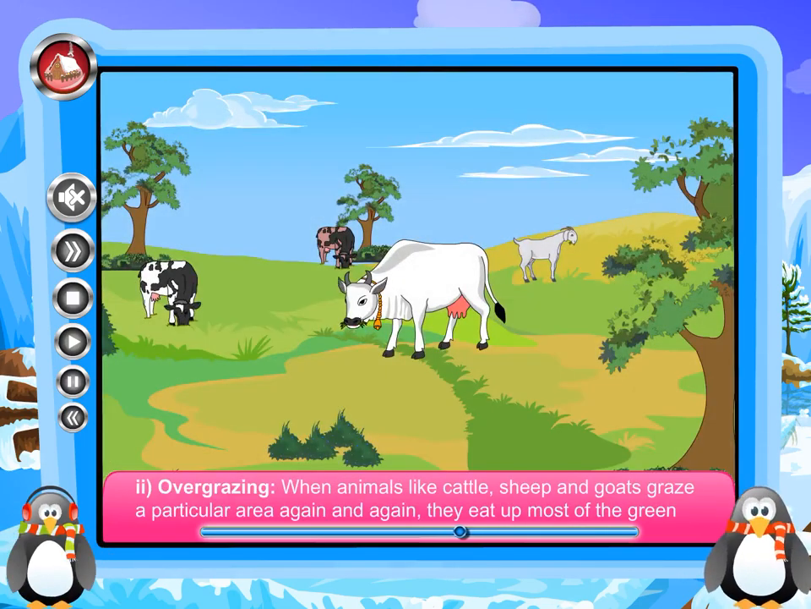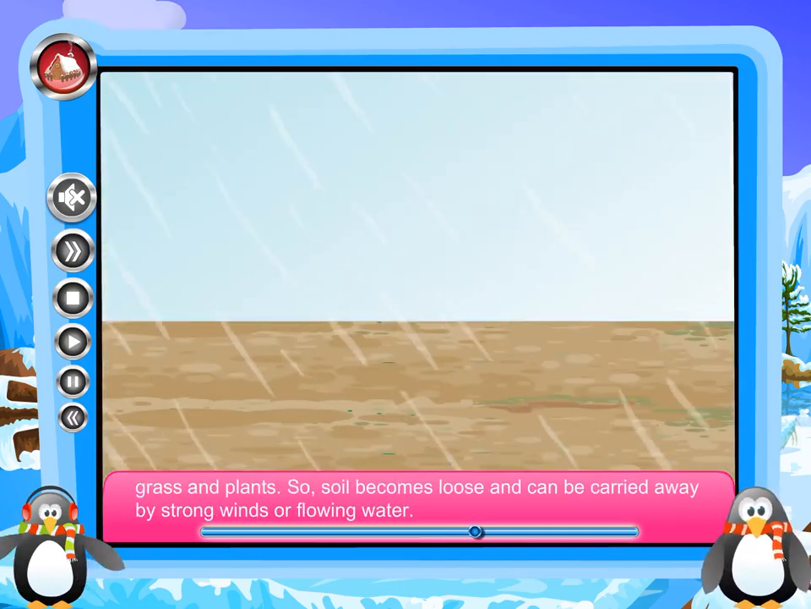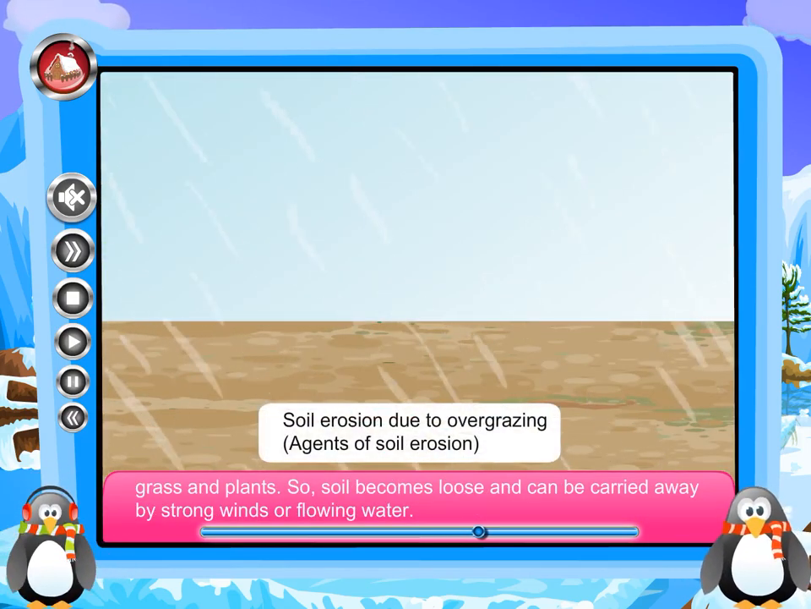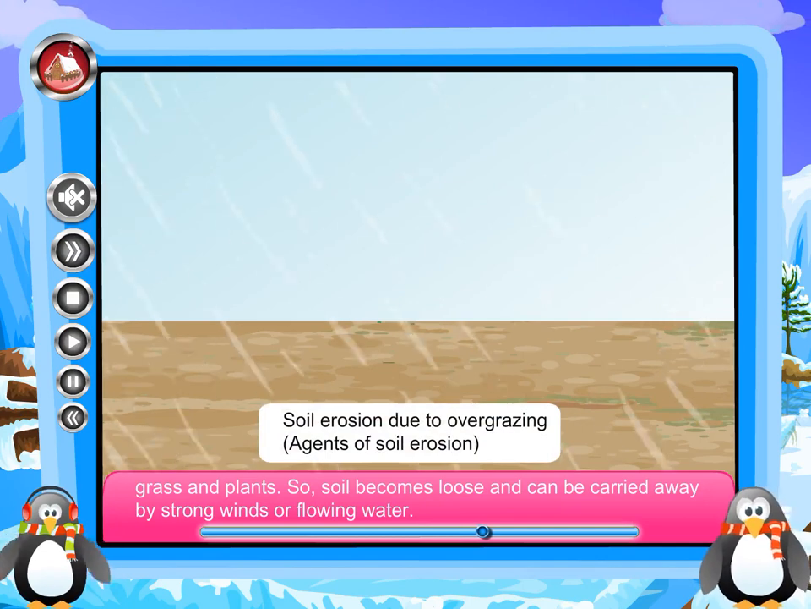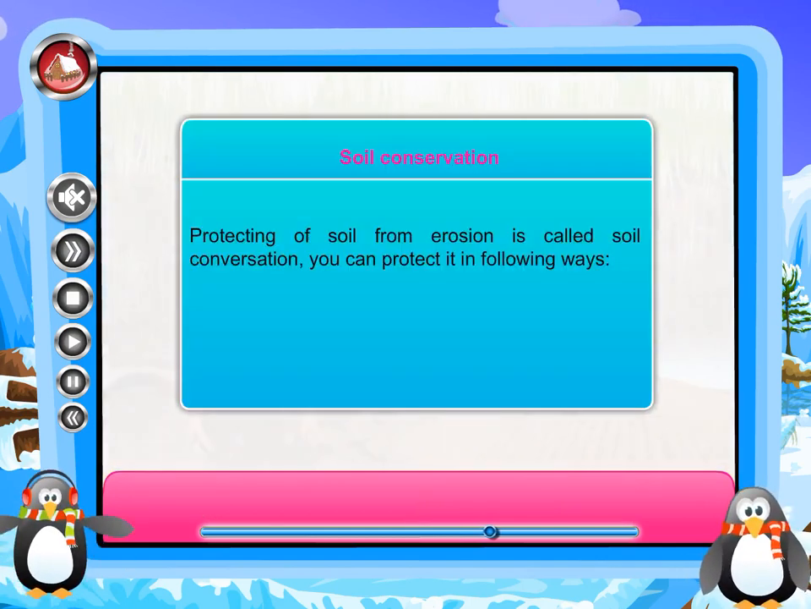Overgrazing. When animals like cattle, sheep, and goats graze a particular area again and again, they eat up most of the green grass and plants. So, soil becomes loose and can be carried away by strong winds or flowing water.